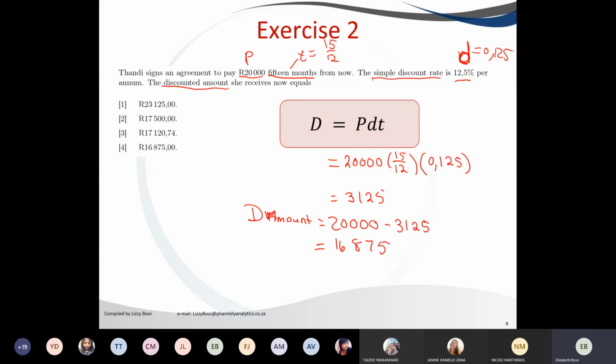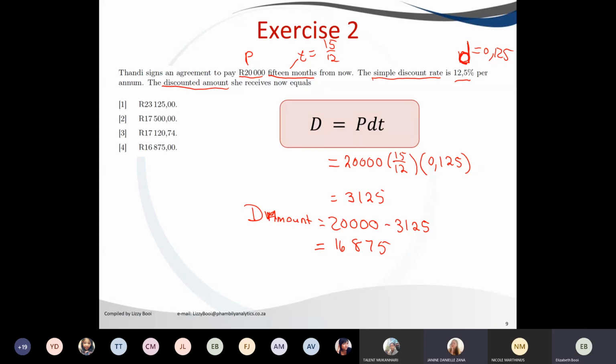Remember, when you go borrow money, you receive the money. But instead of her receiving the 20,000 that she needs to pay off in 15 months, that 20,000 is discounted with 12.5. And then how much she will receive in order for her to pay off in 15 months, she will only have to pay off the 16,000. That is the discounted amount.